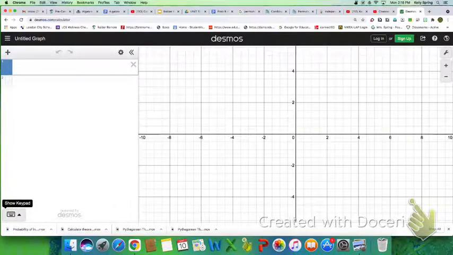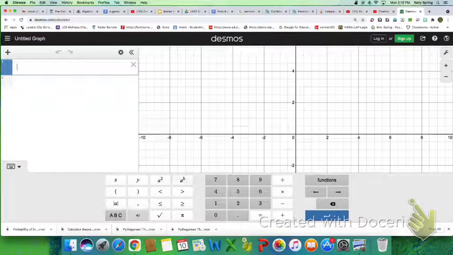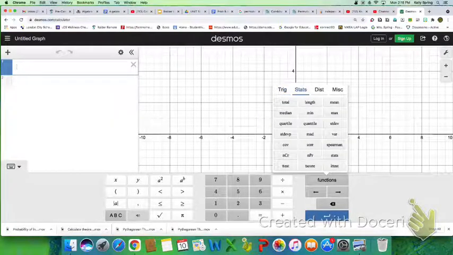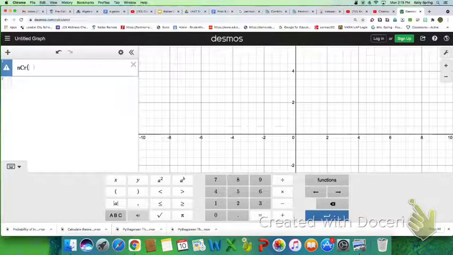In the bottom left, you can click to show the keypad. And you don't see the combinations notation button anywhere here, but if you go to functions, this is where all the other buttons are. Now there's these trig buttons, and we want to be on the stats tab. So go to stats for statistics, and you'll see the button right here. It has an N, a C, and an R. So click that, and it's just prompting us to tell it what N and R are. So I'm going to put a 20 for N, a comma, and then an 11 for R.